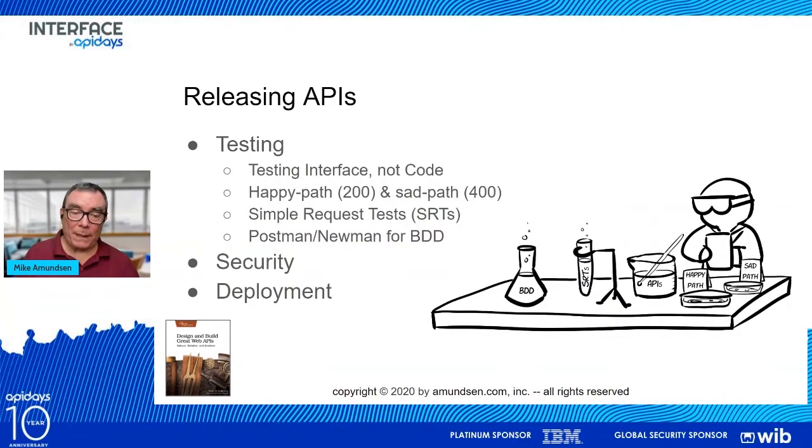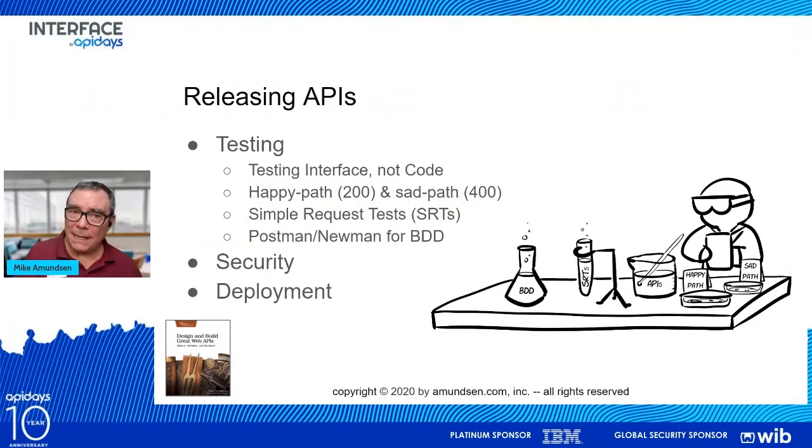So from the testing space, you need to test your interface and not your code. Now, you may need to test code if you're writing the code, but often if you're just creating the interface, the API, you need to test that interface and make sure that it follows all of the promises, that if you give it these arguments, it's going to return back these elements. How it does that is another story.